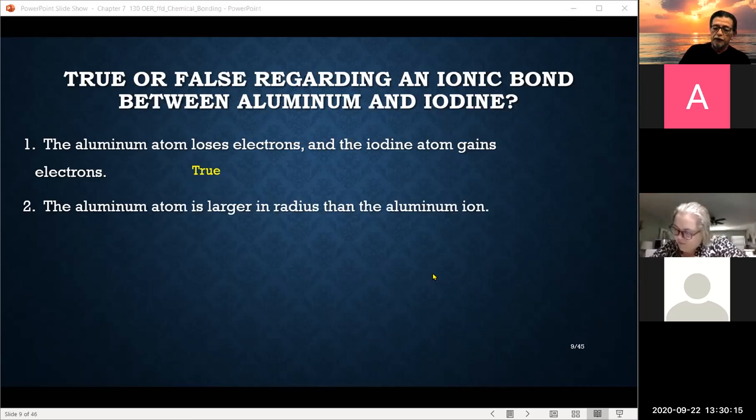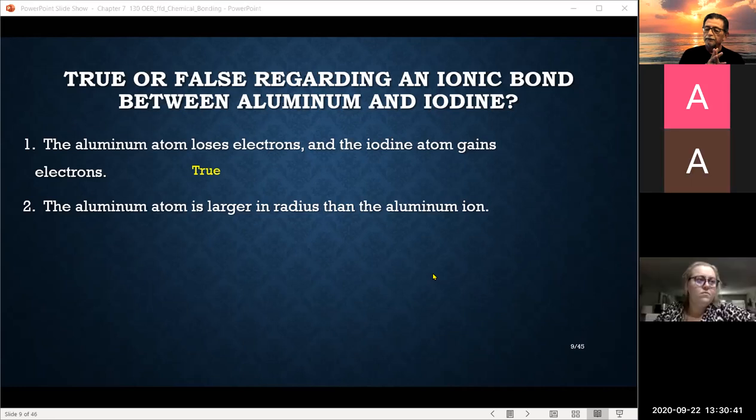It says here, the aluminum atom is larger in radius than the aluminum ion. What would you say? True statement, guys? False... okay. The aluminum atom is larger in radius than the aluminum ion. Wouldn't that be true? True. Now, why would that be true? Because when aluminum becomes an ion, it's losing electrons and therefore getting smaller, right?